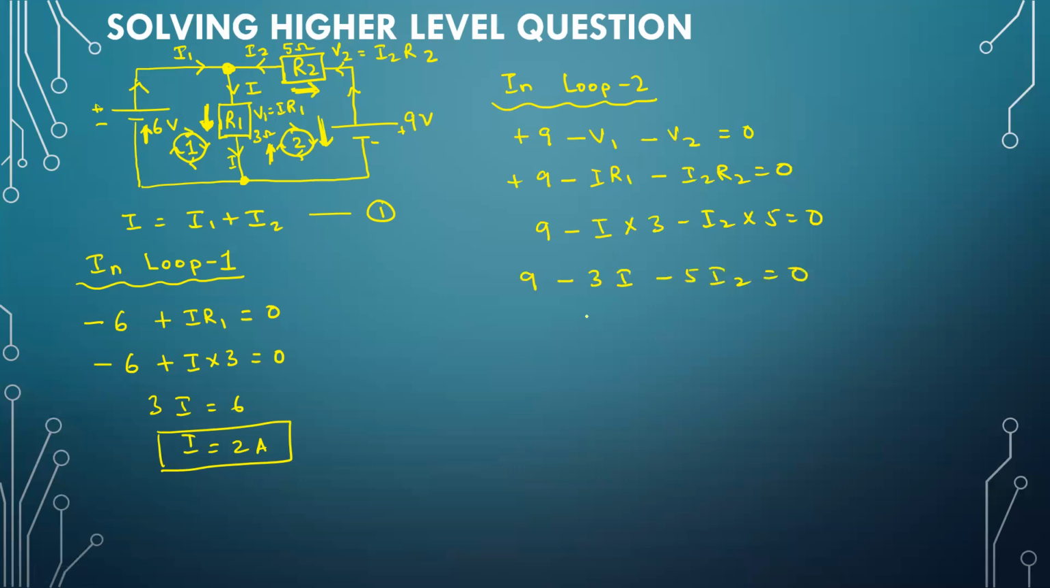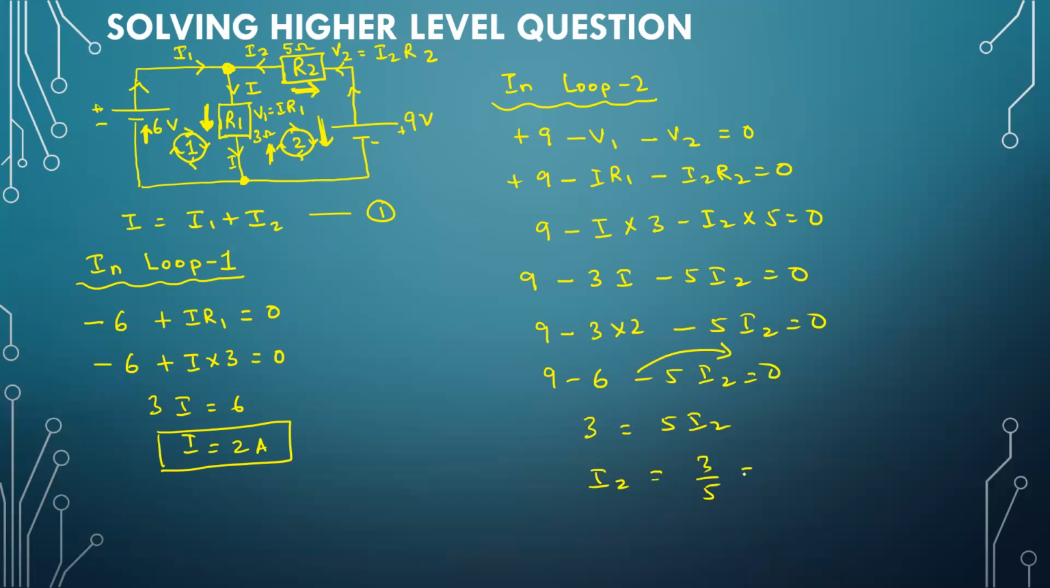I is already known to me, 2. So I can put here minus 3 into 2 minus 5I2 equal to 0. So which means 9 minus 6 minus 5I2 equal to 0. I can shift this side. So it will become 3 equal to 5I2. So I2 is technically 3 by 5, which is your 0.6 ampere.